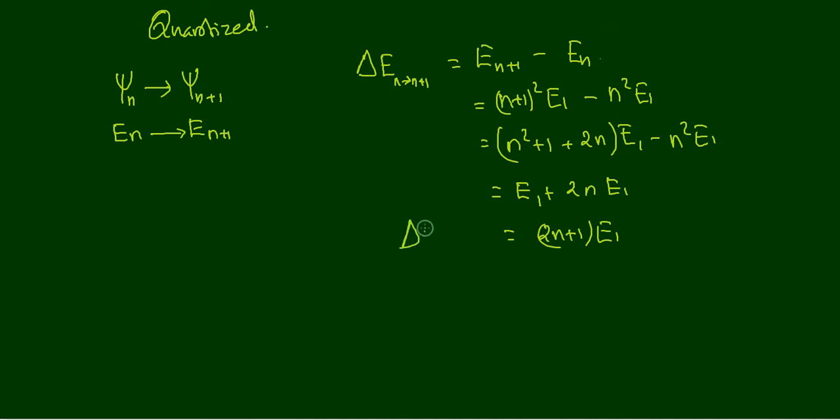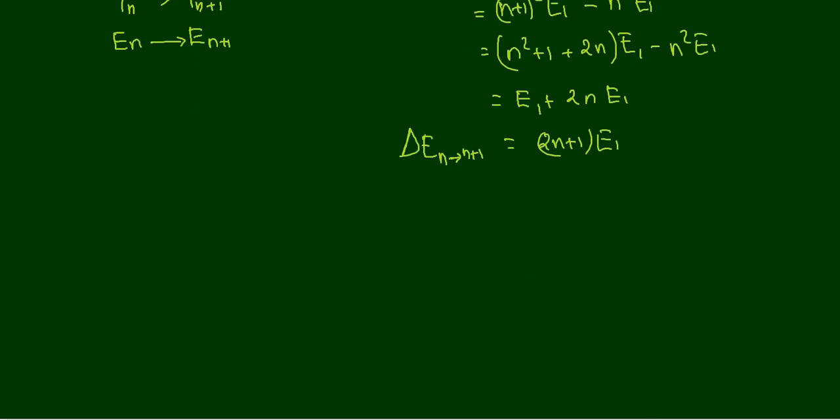So this is a generalized equation. Let me write it like delta E n to n plus 1, that is equal to (2n plus 1) E1. This is a generalized equation, and if we expand this one, we can reach some other conclusions.